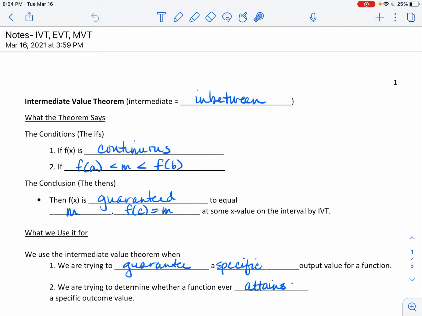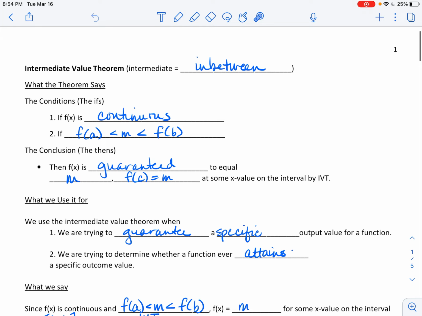In this video, let's take a look at IVT, EVT, and MVT. The first one up is the intermediate value theorem, IVT. When we see that word intermediate, we want to think of the word in between. What the theorem says, these are the ifs of the theorem, so the conditions.